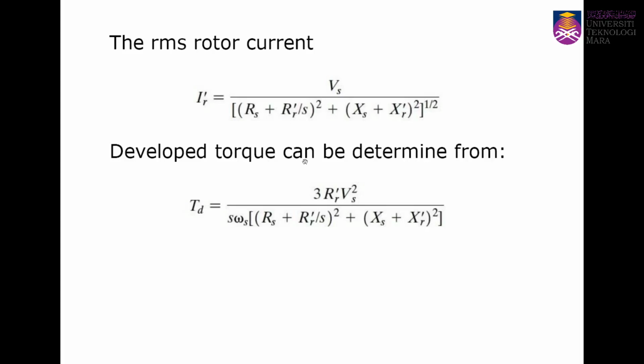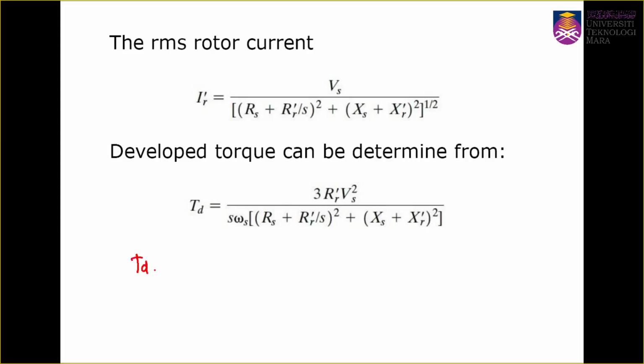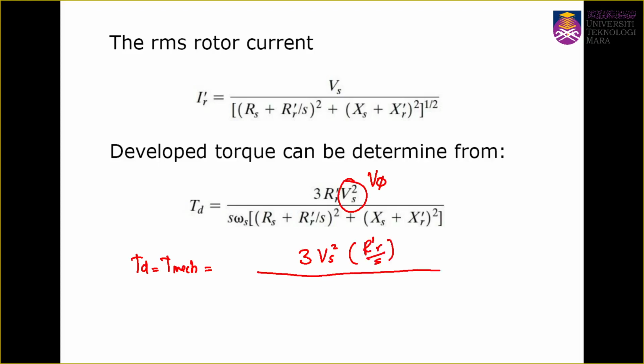Right? And then finally, the developed torque can be determined from this very famous equation. T developed equals, sometimes we write in terms of Vs squared. This is the phase quantity, single phase. Then you have R prime R divided by s, and then omega s, and then (Rs plus R prime R over s) squared plus (Xs plus X prime R) squared. So this is the famous torque equation, and that determines the characteristic of your induction machines.